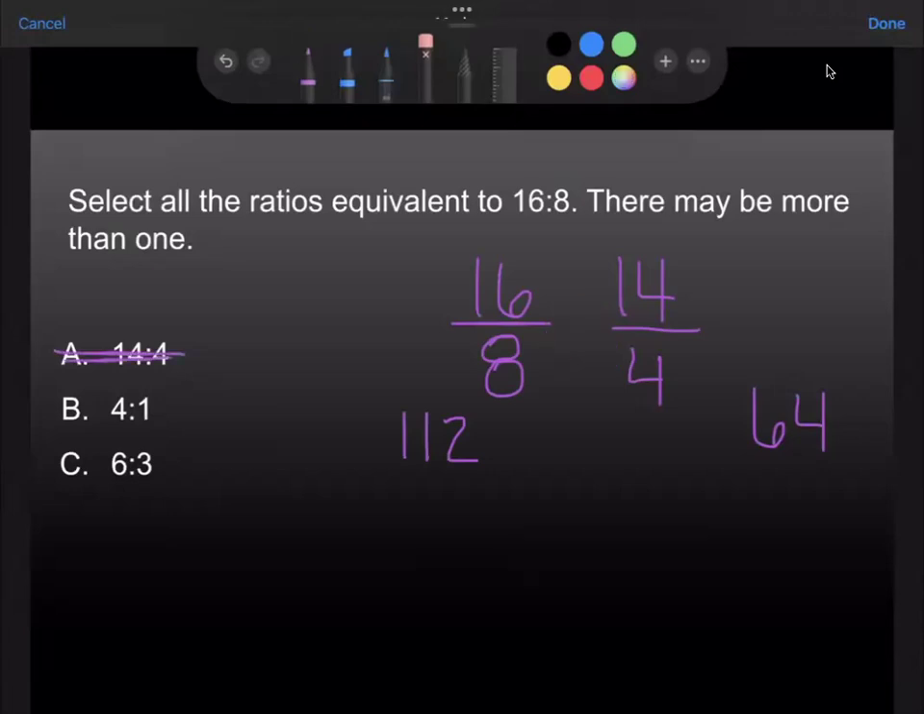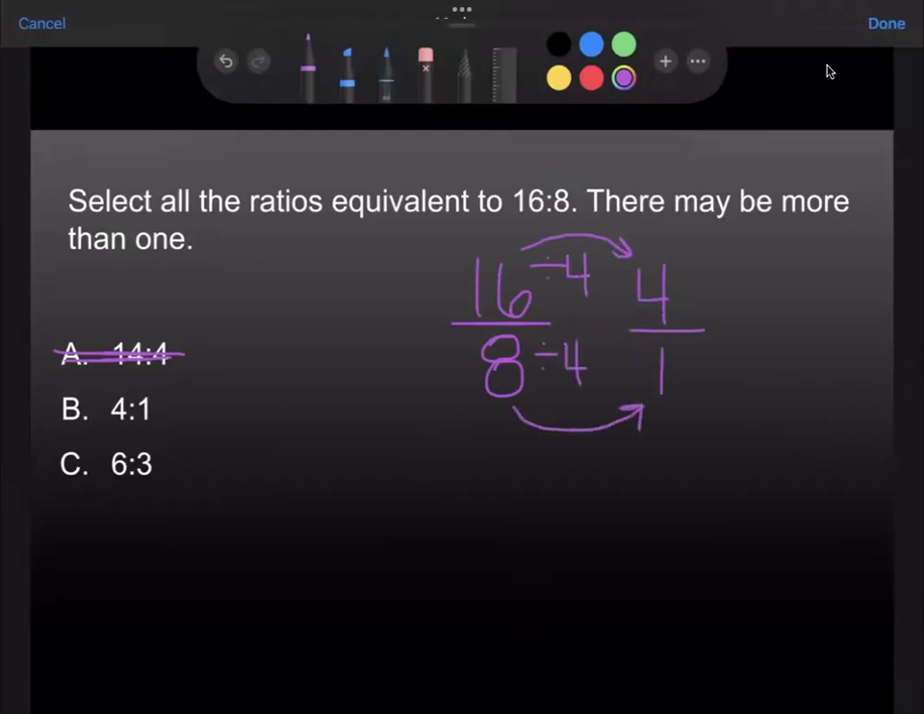Now I'm going to erase that choice, leave the 16 to 8 over there, and set it up for 4 to 1. Okay, now this one's a little bit easier because I know that if I go from 16 to 4, that 16 divided by 4 gives me 4. But if I divide 8 by 4, I should get 2, not 1.